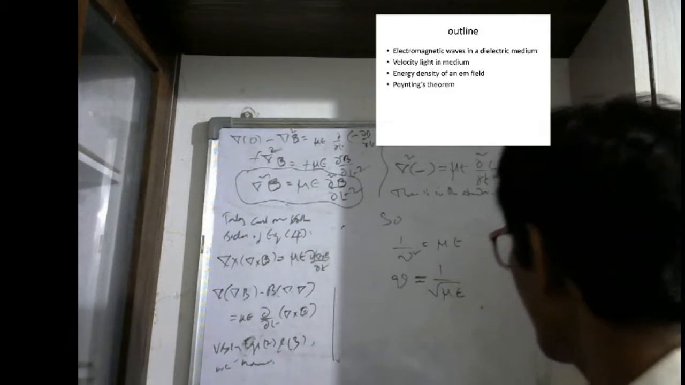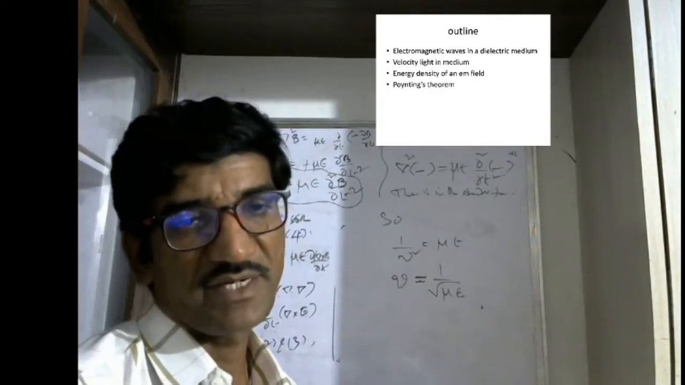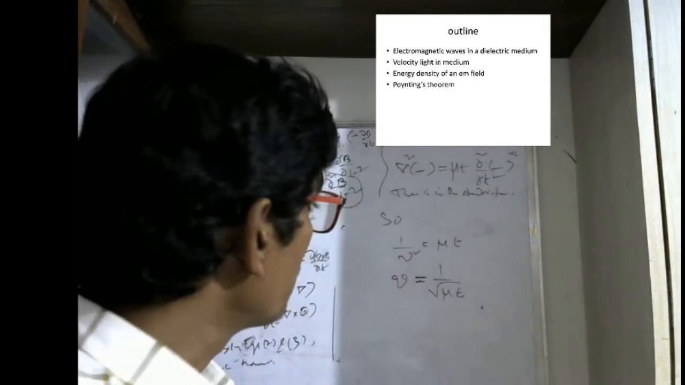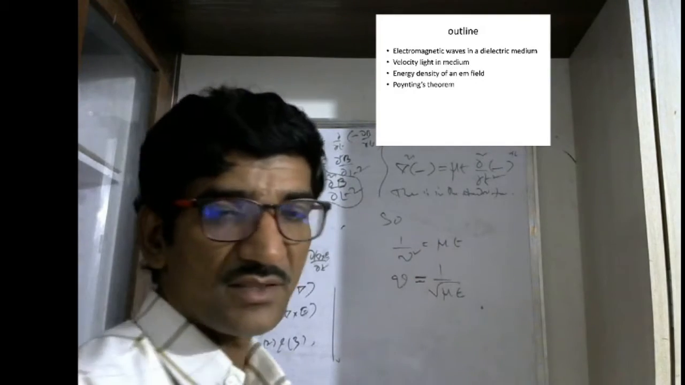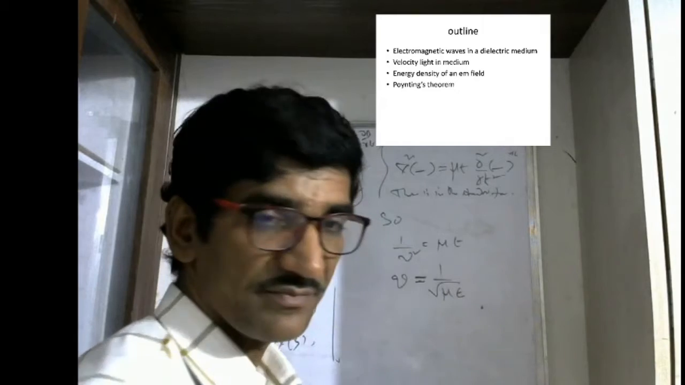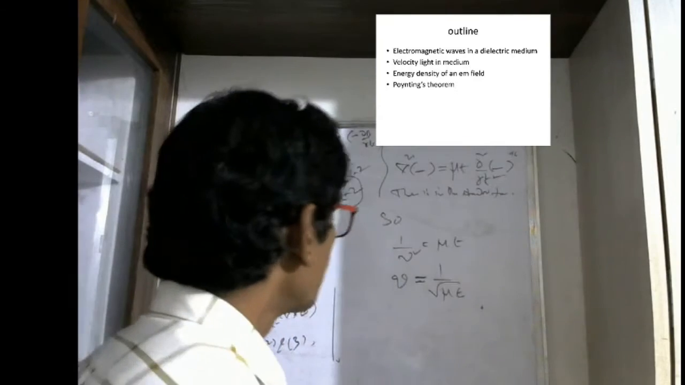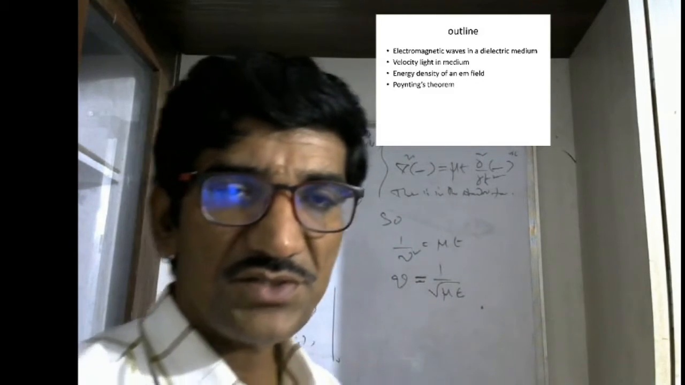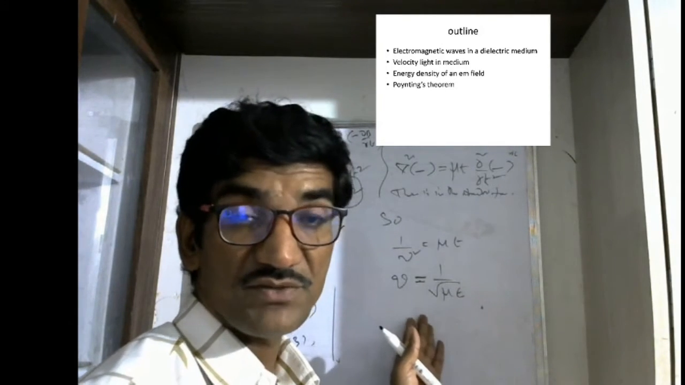This is about electromagnetic waves in a linear dielectric medium and their velocity in the material medium. It depends on the given linear dielectric medium. Next, let us go for our next topic. The velocity of light in a medium is also over. This is the velocity of electromagnetic waves in the medium.